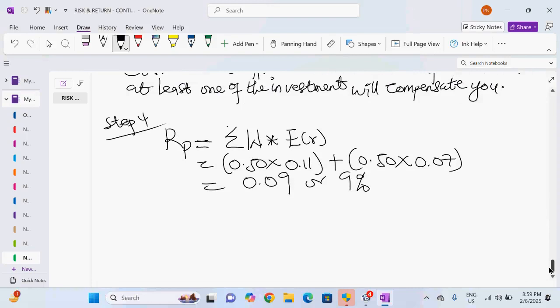Okay, so now that we are done with the return, what is the next one? The standard deviation, right? So what's the formula for standard deviation too? Have you already computed the standard deviation?